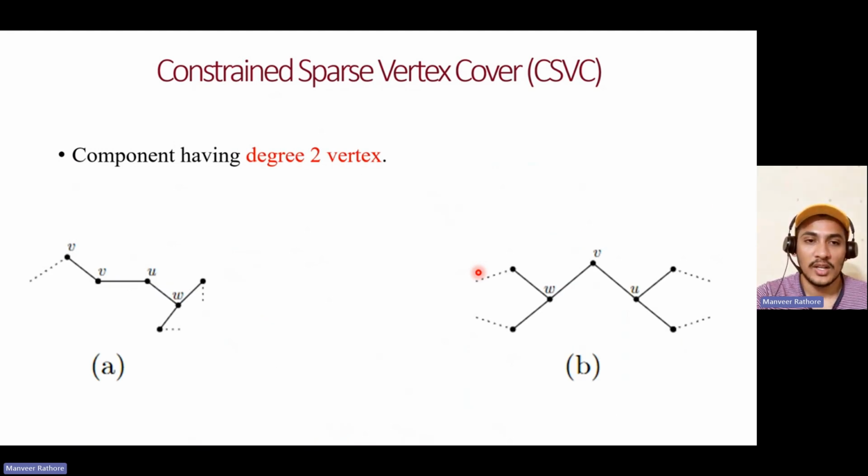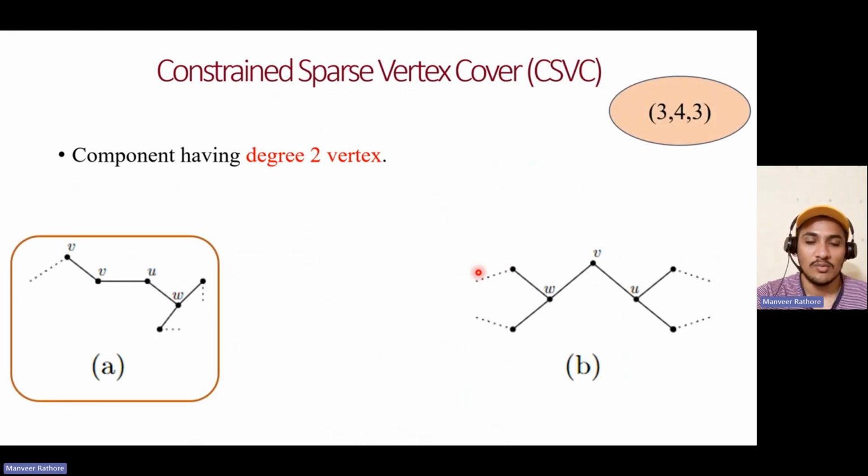Now let's come to a component having degree 2 vertices. In this A case, we simply branch on W, and we know that when W is in the solution, this remaining graph, sorry, that was a misprint there, V came twice, but you understand, will give us a branching vector of at least 2 comma 3. So the overall branching vector will be 3 comma 4 comma 3.